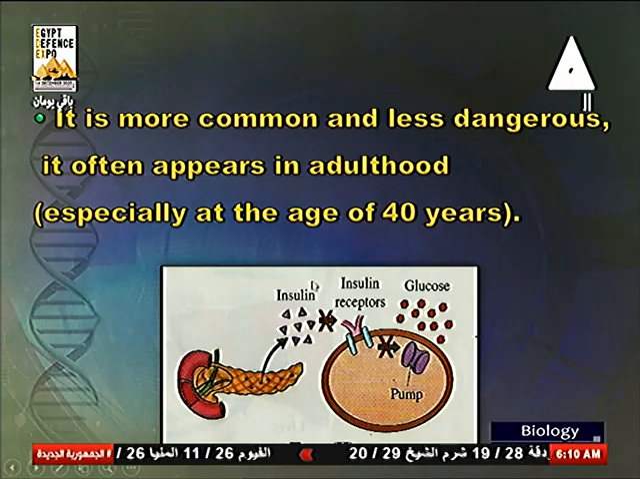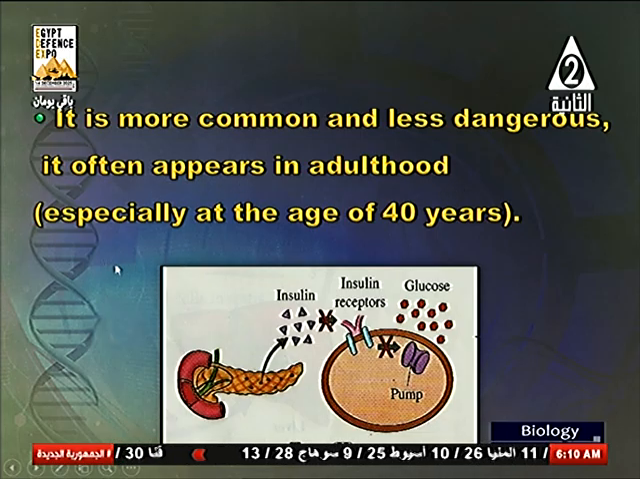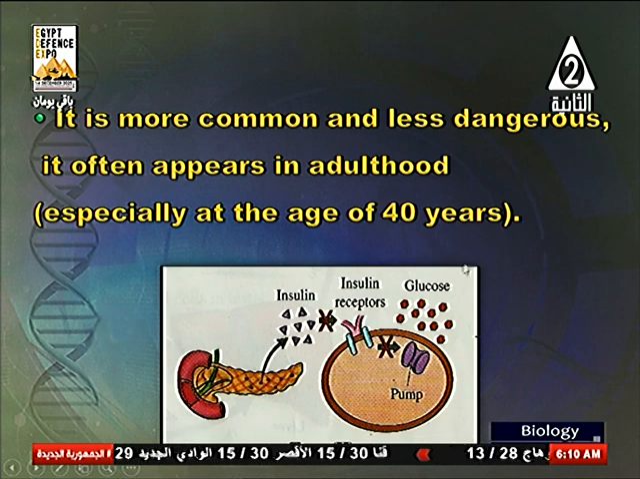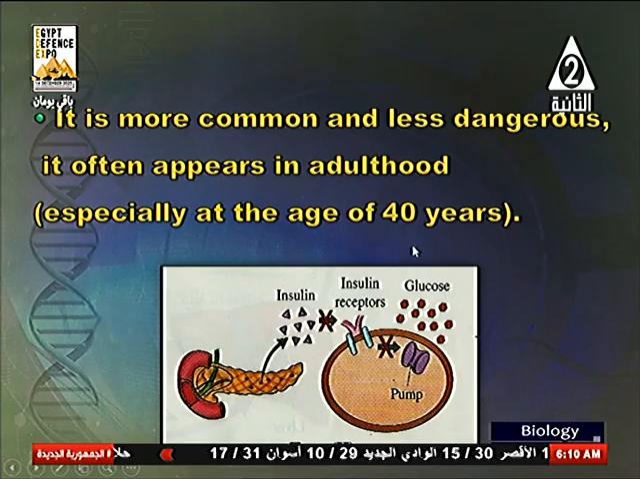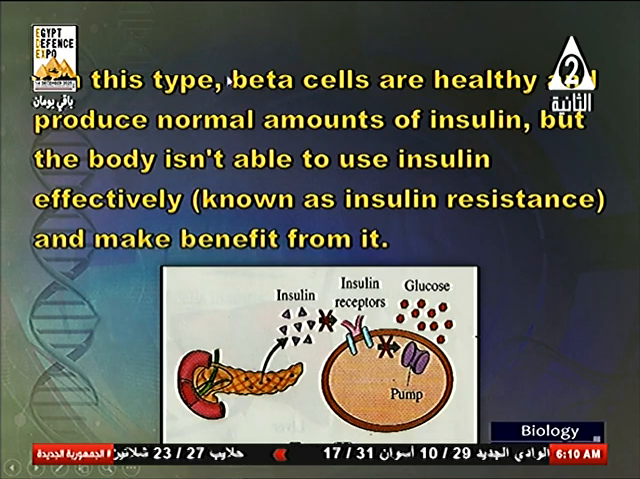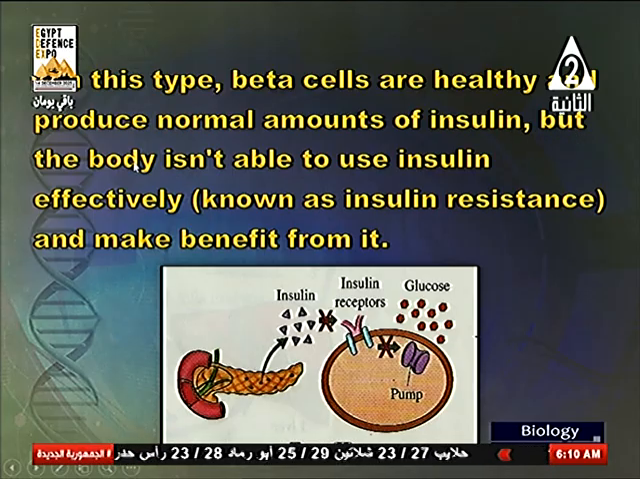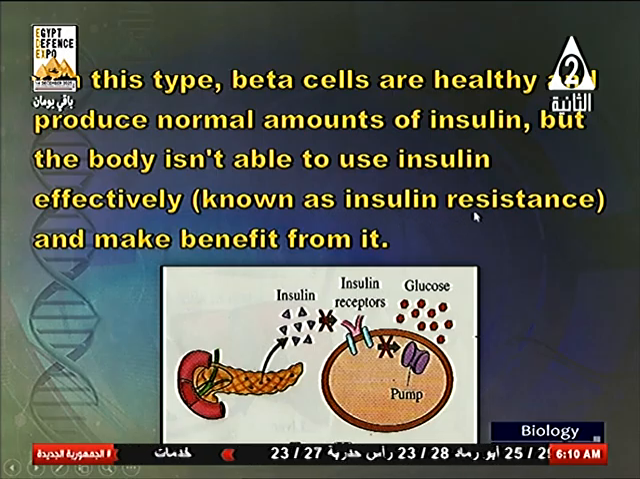The second one is more common and less dangerous. It often appears in adulthood, especially at the age of 40 years. In this type, beta cells are healthy and produce a normal amount of insulin, but the body isn't able to use insulin effectively, known as insulin resistance, مقاومة الأنسولين. Okay?